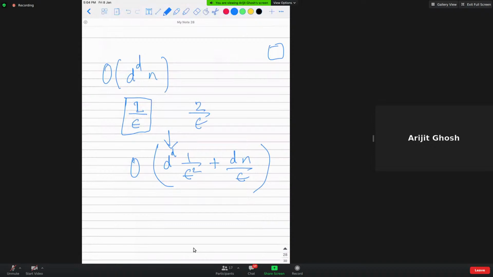Which is actually much better. This constant in front of 1 by epsilon square is much better than having it in front of n. So we are losing out on guarantee, for sure. But we are really gaining in terms of time complexity, right?